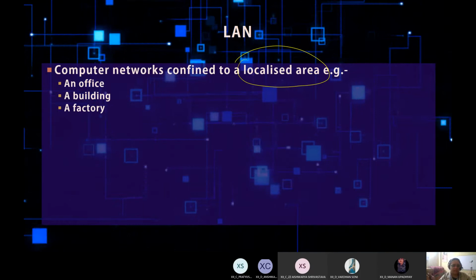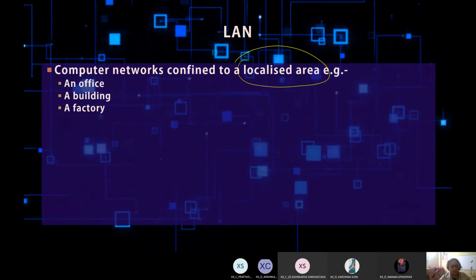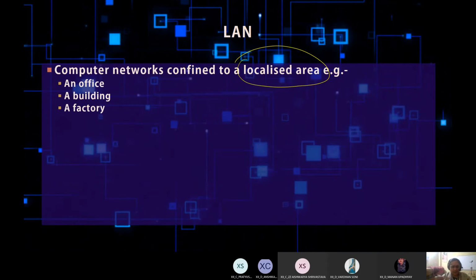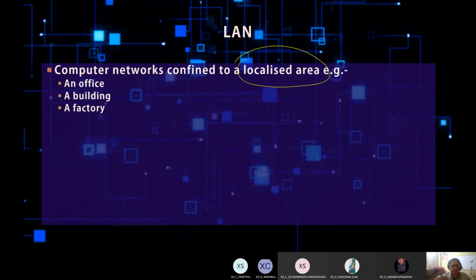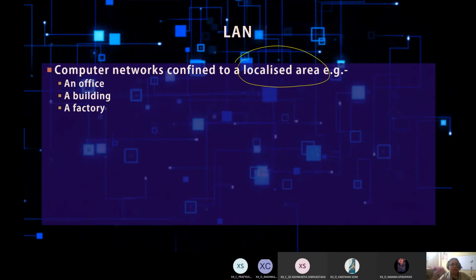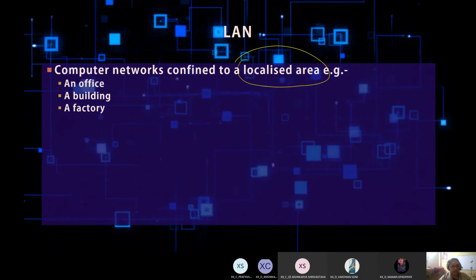And the primary building also has its own LAN, their computers are also connected. But that extends beyond, there is some distance between them. So that comes under what? Not LAN, but MAN. That is metropolitan area network.